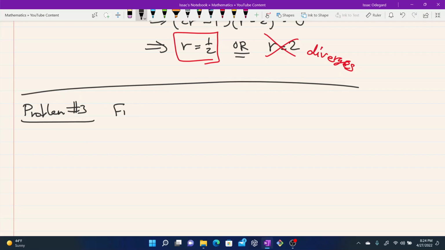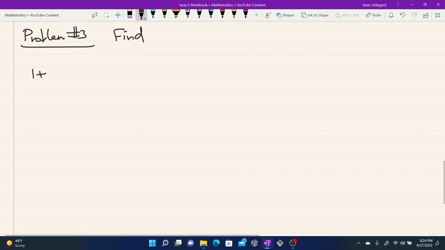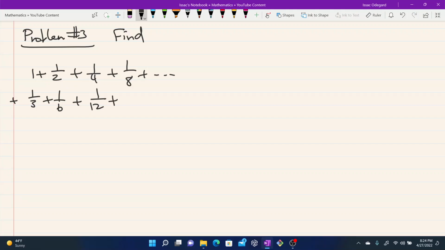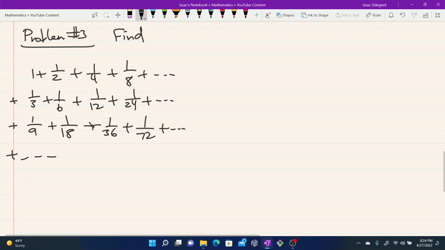So in this one, the goal is to find the following. We have 1 plus 1/2 plus a fourth plus an eighth, and so on. The next row will have a third plus a sixth plus a 12th plus a 24th, and so on. The next row is a 9th plus an 18th plus a 36th plus a 72nd, and so on. And then we keep going. So you'd have a 27th, a 54th, and so on. Okay. So what is this equal to? Again, pause and give it a shot.